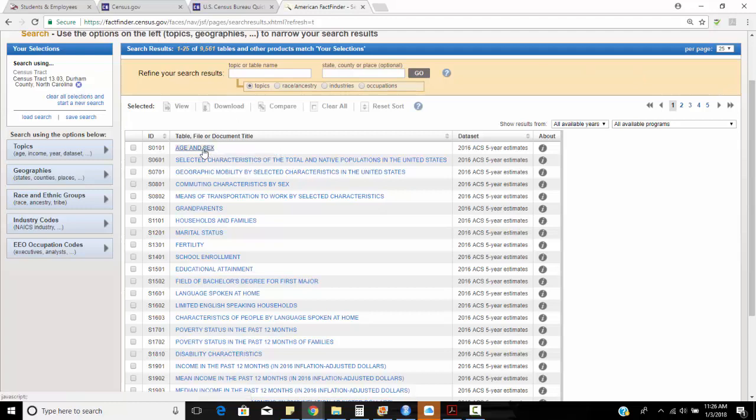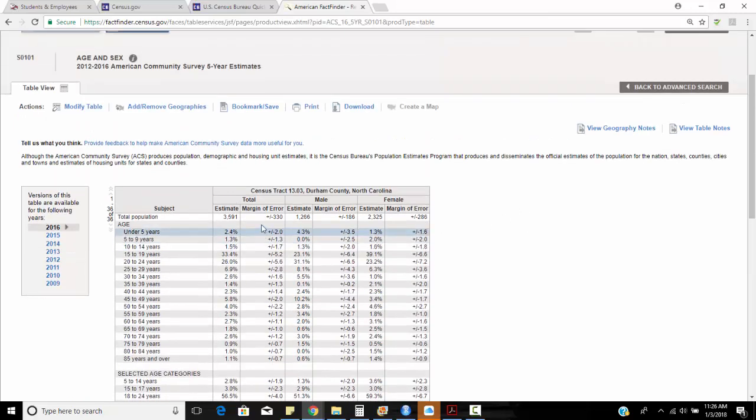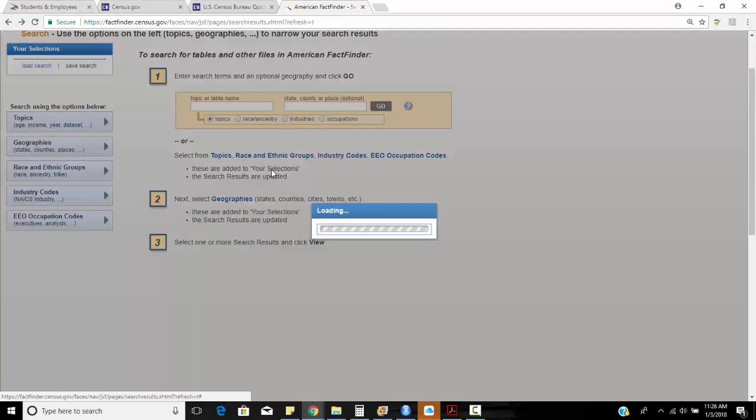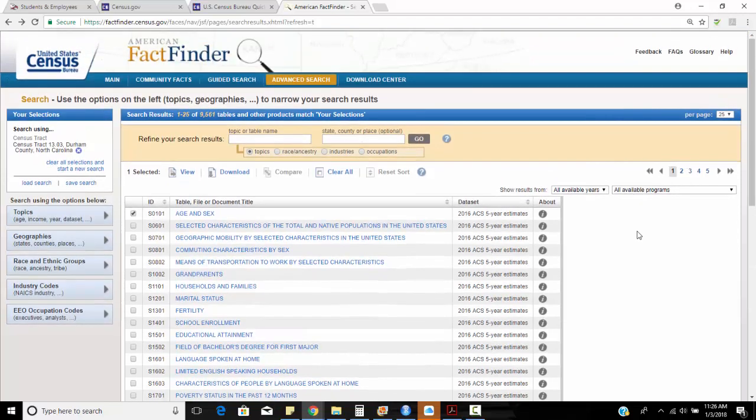And if you were to just look at some of the tables for this particular tract and click on one of them, this is age and sex, you can see the total population is 3,591. This is my margin of error, and it provides some information about this here. This is the 2016 ACS 5-year estimates. Very recently, the 2016 data have been added, and in future generations of your exam, you might have 2017, 18, 19, 20.